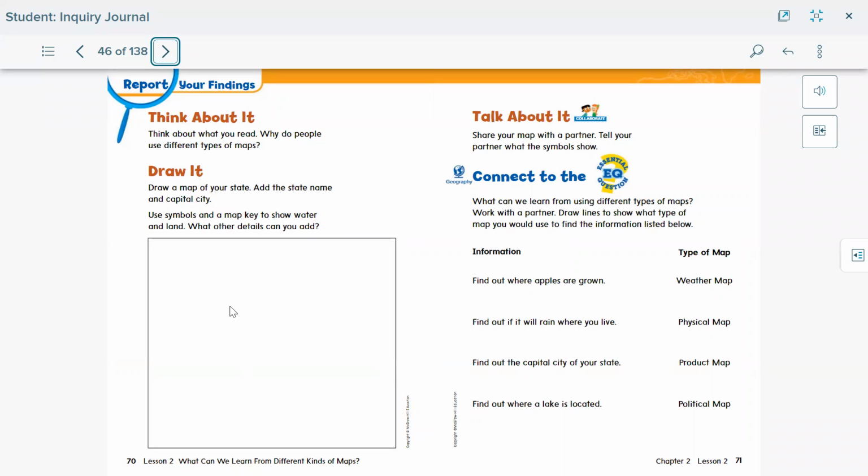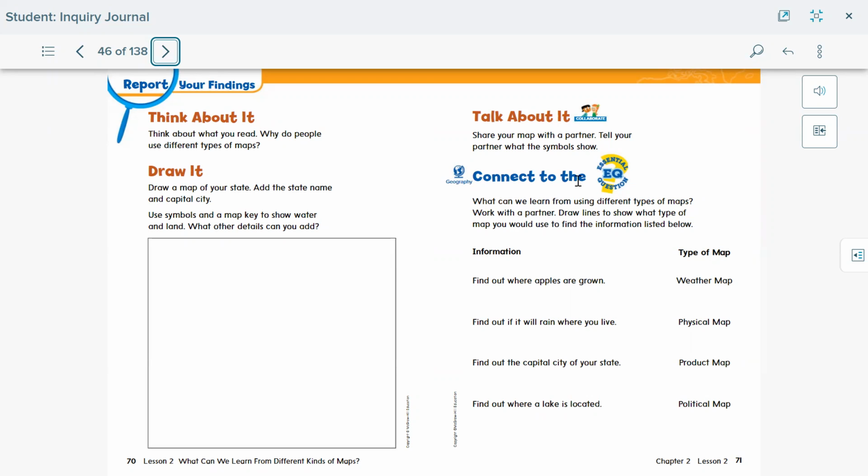All right, page 70. So what we have here: draw a map of your state, add the state name and capital, use symbols and a map key to show water and land. What other details can you add? You can easily Google this, try to find which state you're living in, and see if you have a river, or a lake, if you're by the ocean, if there are mountains, and also if there are deserts or whatever you have, you can show. You use your map key, so it's like picture symbols: this picture stands for mountain, or this one stands for valley, this one stands for trees, forest, and so on, whatever places in your state you'd like to show. All right, let's go for page 71.